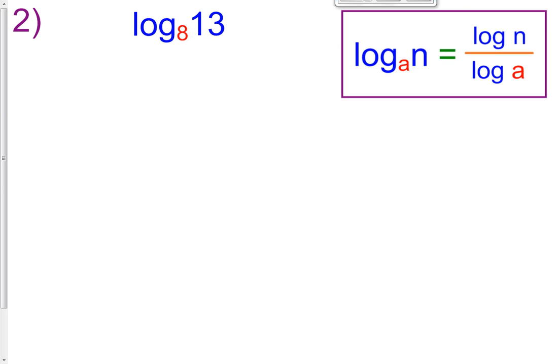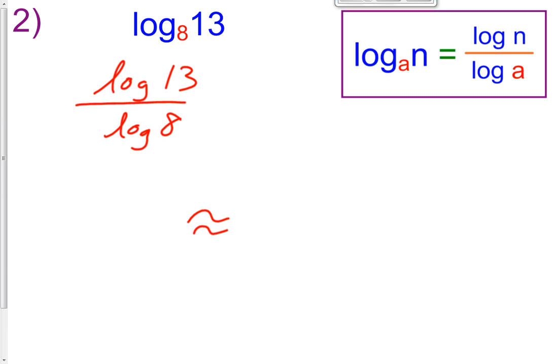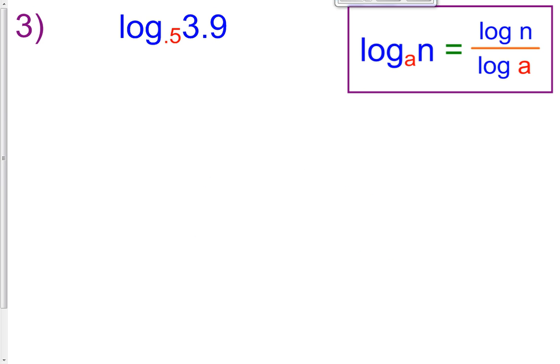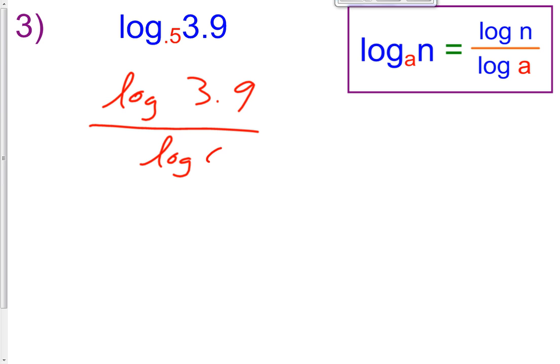Trying the next two, you get log 13 divided by log 8. When you do that in your calculator, you should get approximately 1.2335. And then for the last one, problem number 3, you should take the log of 3.9 divided by the log of 0.5, and to get that in your calculator, you would get approximately equal to a negative 1.9635.